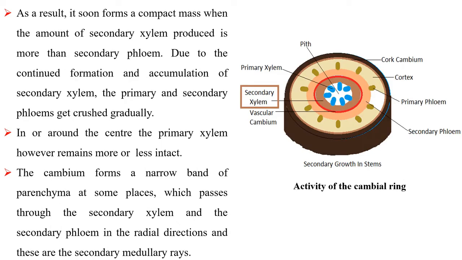As a result, it soon forms a compact mass when the amount of secondary xylem produced is more than secondary phloem. Due to the continued formation and accumulation of secondary xylem, the primary and secondary phloems get crushed gradually. In or around the center, the primary xylem, however, remains more or less intact. The cambium forms a narrow band of parenchyma at some places which passes through the secondary xylem and the secondary phloem in the radial directions, and these are the secondary medullary rays.